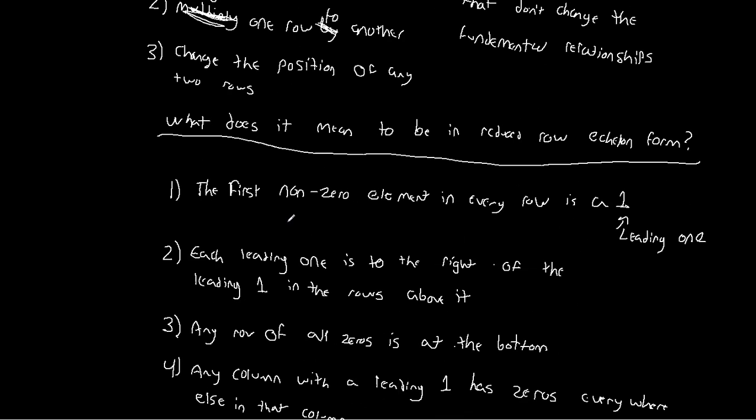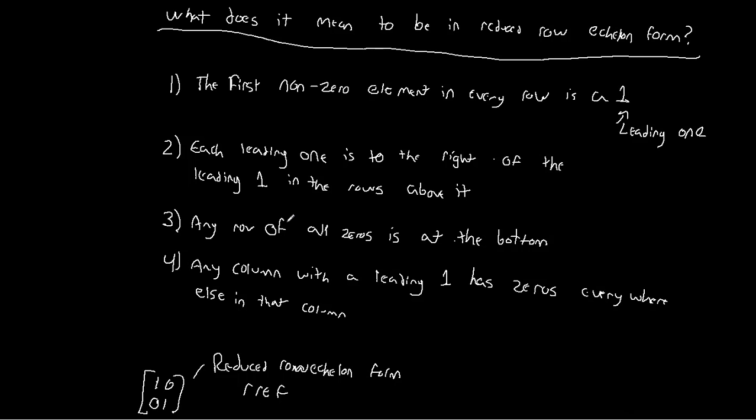The second thing I want to recap is what it means to be in reduced row echelon form. What is our end goal? Our end goal is for the first non-zero element in every row to be a 1. We called that a leading 1. This term is going to be important. The second, each leading 1 is to the right of the leading 1 in the rows above it. The third was any row of all zeros is at the bottom. And the fourth is any column with a leading 1 has zeros everywhere else in the column.